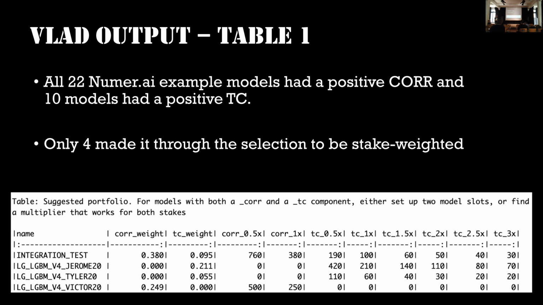And then there's Jerome 20, Tyler 20, and Victor 20. We just had Numerai themselves talk about and post, hey, Jerome 20 is doing better than all the new targets we have, and we don't know why, and we're trying to figure it out. So it's a nice sort of confirmation for me that Vlad thinks Jerome 20 is something to invest in. And let's see if I did the right thing.